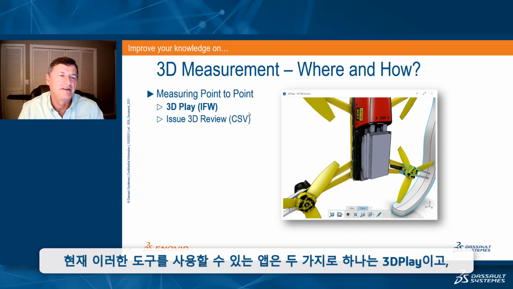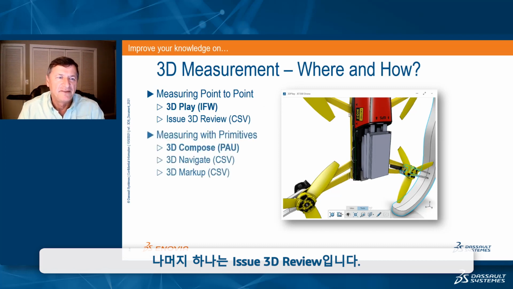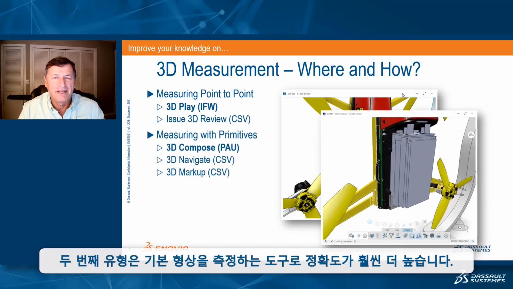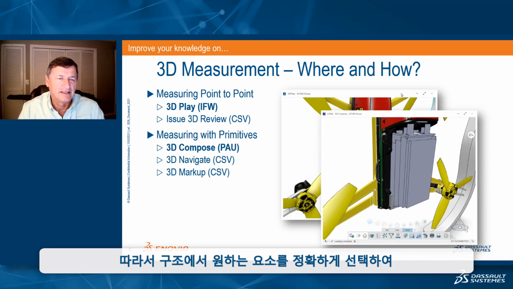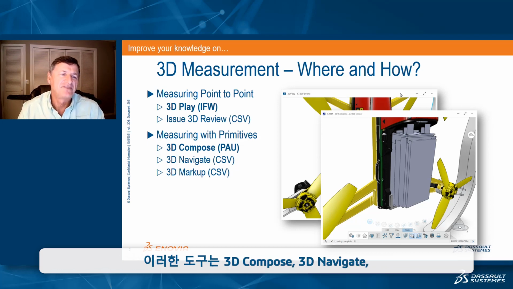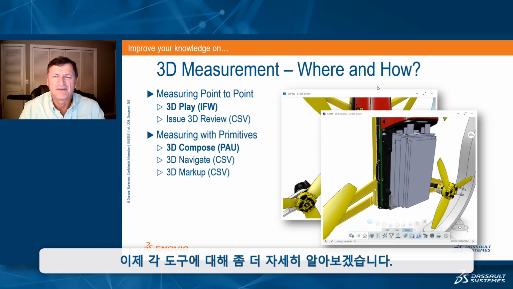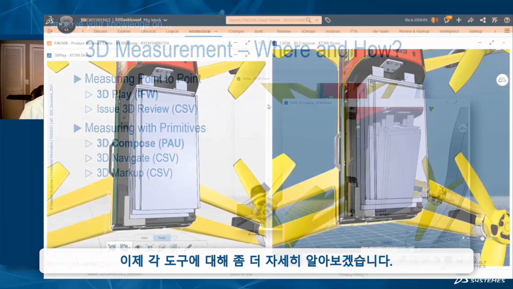This is deployed in two of our measuring tools, one being 3D Play and the other being Issue 3D Review. The second tool is geared toward measuring with primitives, and this is a much more accurate tool. It allows you to select exact elements within the structure and get much more precise measurements. It's embedded into 3D Compose, 3D Navigate, and the 3D Markup application. So let's dive right in and take a look at what we can do here.